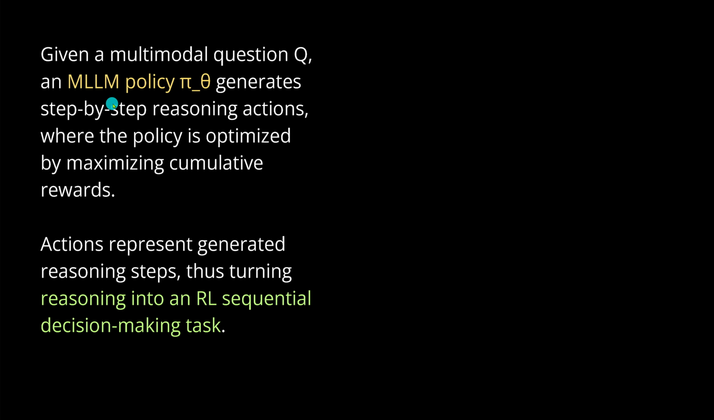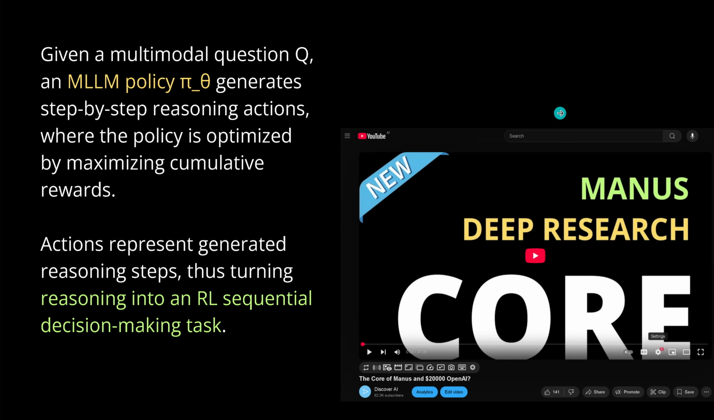Okay, so the multimodal language model policy generates step-by-step reasoning actions. See my last videos. An action represents the generated reasoning steps, thus turning reasoning into a reinforcement learning sequential decision-making task. If you want to know more, this is exactly the topic of my last video, so we continue.